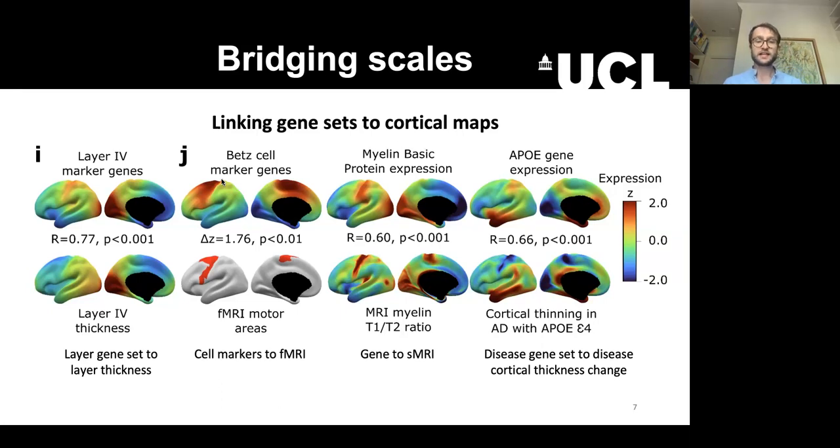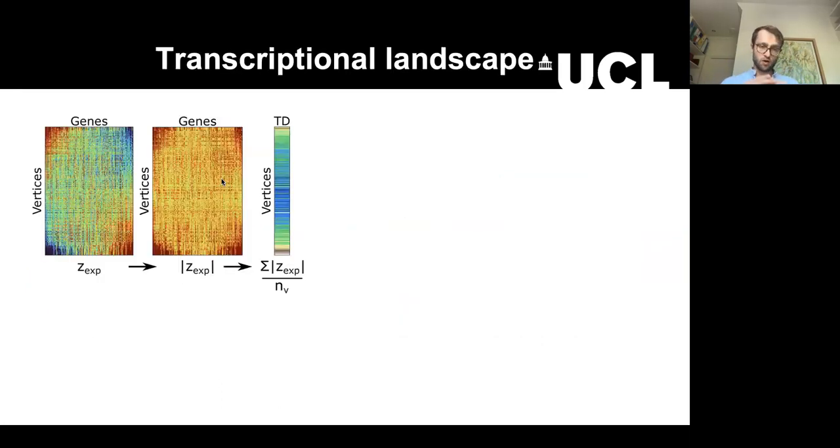So having done these validations, we then sought to look at the whole 20,000 gene landscape and characterize brain areas by their bulk expression pattern. So for each gene, we had a Z-score for each cortical vertex. We took the absolute value, so as to capture where the extremes were, and averaged this map across all of the genes to give a single per-vertex measure of transcriptomic distinctiveness, how extreme on average the gene expression is.